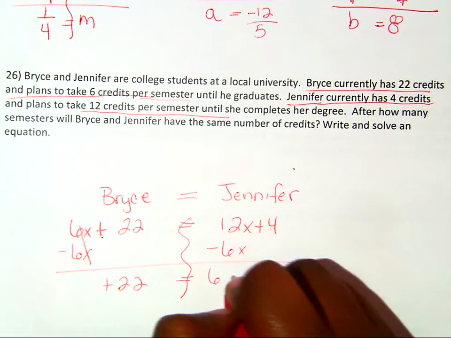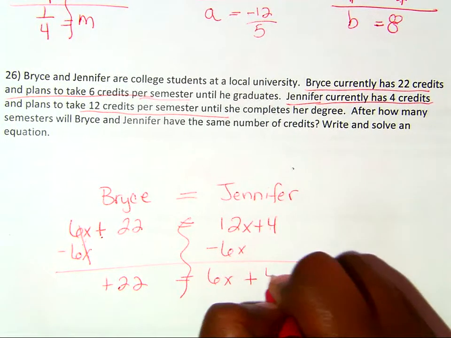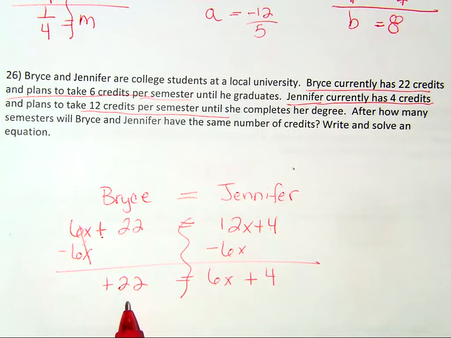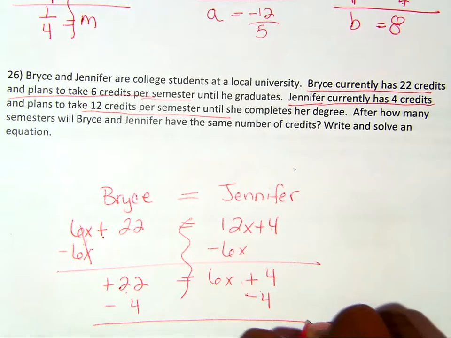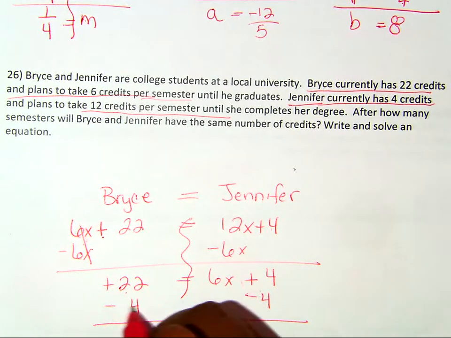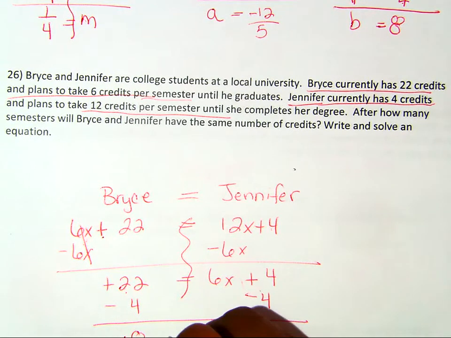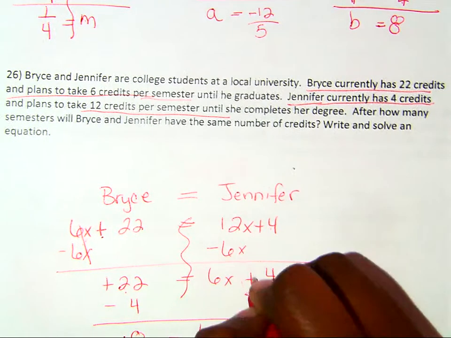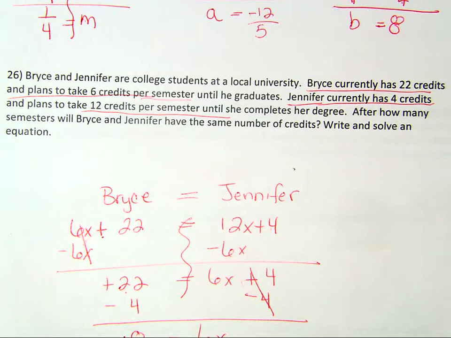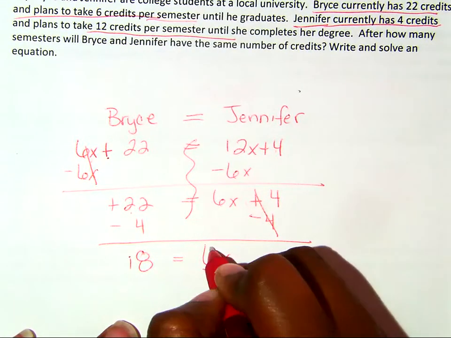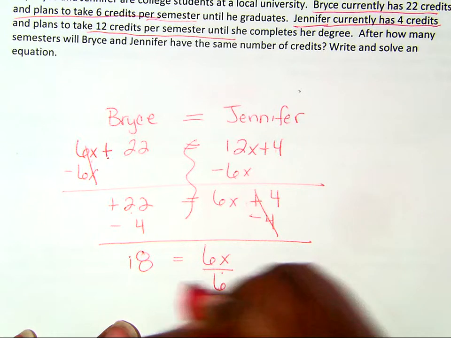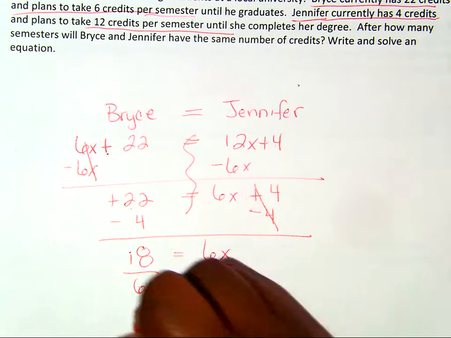I want to put this plus 22 and this plus 4 together. So to bring this plus 4 over here, I have to do the opposite, minus 4 on both sides. 22 minus 4 is 18 equals 6x. These cancel. Still trying to solve for x. Divide by the coefficient, divide each side by 6. 18 divided by 6 is 3 equals x.